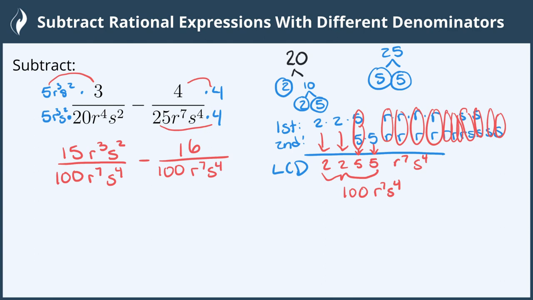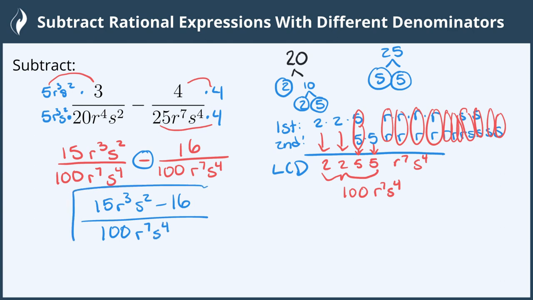Now that we have a common denominator, we can go ahead and subtract. So we get 15 r cubed s squared minus 16 over our lowest common denominator, which we worked so hard to find, which is 100 r to the 7th, s to the 4th. We have now subtracted this rational expression with different denominators, and we're all done.